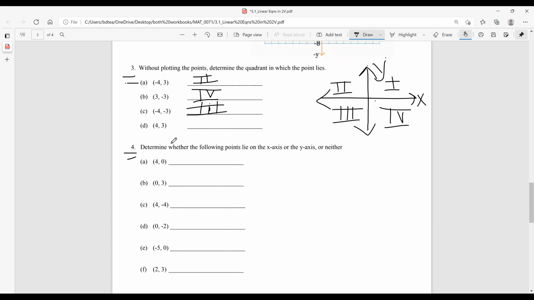4, 3. Both numbers are positive, so both numbers are positive here. 4, 3. Both numbers are positive, in quadrant 1.